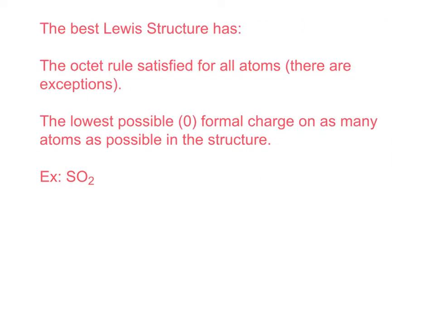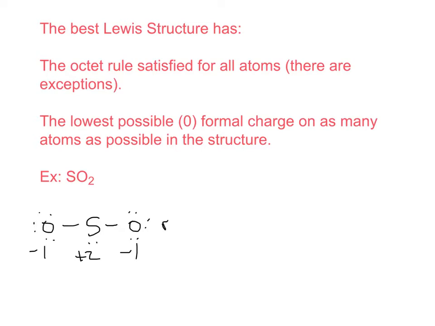So, how do you know which one's the best Lewis structure? The best Lewis structure is first of all going to have the octet rule satisfied for all the atoms. There are some exceptions, okay? And it's going to have the lowest possible formal charge on as many atoms as possible in the structure. So if we remember with sulfur dioxide, we had it drawn this way with a single bond to each oxygen and a lone pair there. And this resulted in a minus 1, a minus 1, and I believe that was a plus 2.